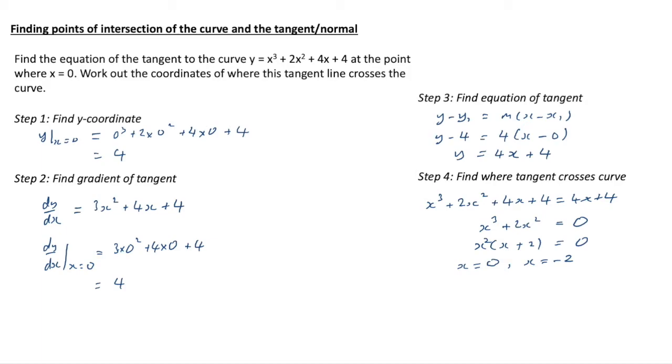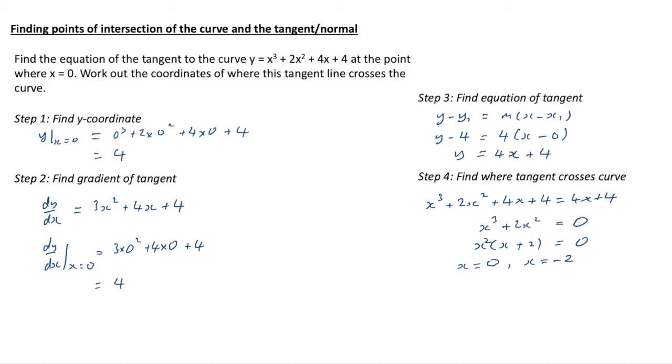We have a factor of x squared we can take out, so we have x squared times brackets x plus 2 is equal to 0. And that gives us the two solutions, x equals 0, which is a repeated root, and x equals minus 2. Now the fact it's a repeated root is important because that in fact tells us that it's a tangent. The other value we get, x equals minus 2, will be where the tangent line hits the curve again.